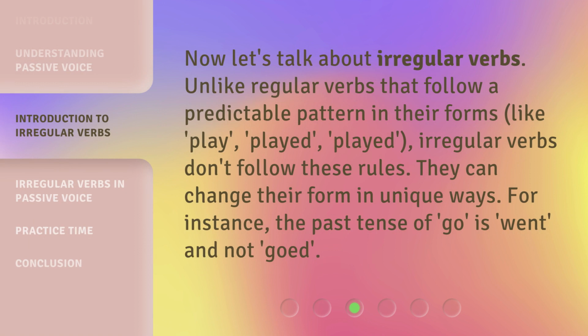Now let's talk about irregular verbs. Unlike regular verbs that follow a predictable pattern in their forms, like play, played, played, irregular verbs don't follow these rules. They can change their form in unique ways. For instance, the past tense of go is went and not goed.